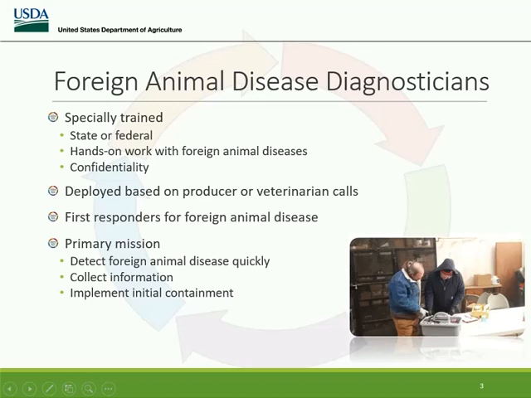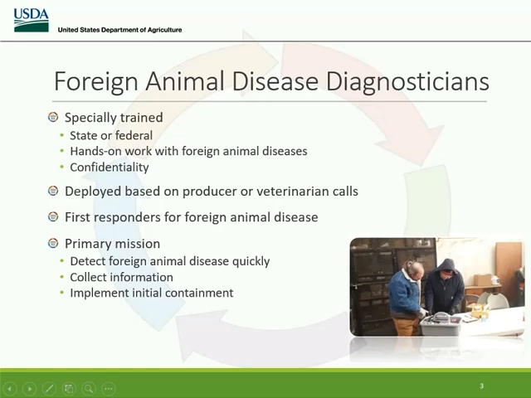The way a foreign animal disease diagnostician is deployed is generally dependent on the producer or their veterinarian or other animal health professional noticing something unusual going on with an operation. That person calls the state or possibly a federal veterinarian. They report it, a decision is made, the state veterinarian working with the assistant director for veterinary services in the state decide whether or not to send out a foreign animal disease diagnostician, and then generally within 24 hours if a decision is made to deploy one, they're on farm doing an investigation.